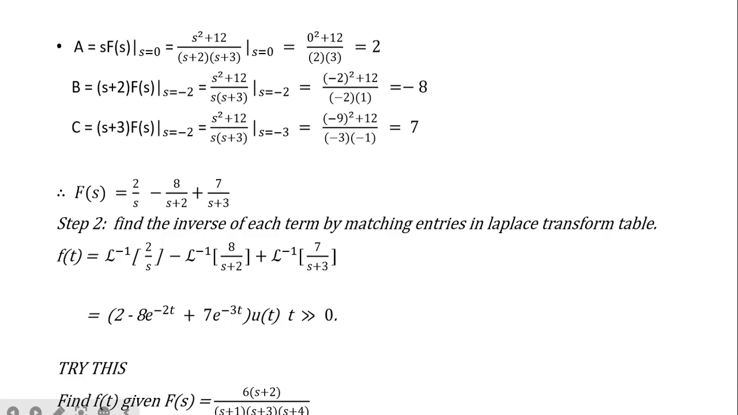So when you multiply that, what you're going to have now is this. The s plus 2 here is gone. So you substitute for s is minus 2. When you substitute for s is minus 2, you're going to have minus 2 all squared plus 12, and this is minus 2 times, of course, minus 2 plus 3. You know it's going to give you 1. So at the end of the day, you're going to have minus 8.